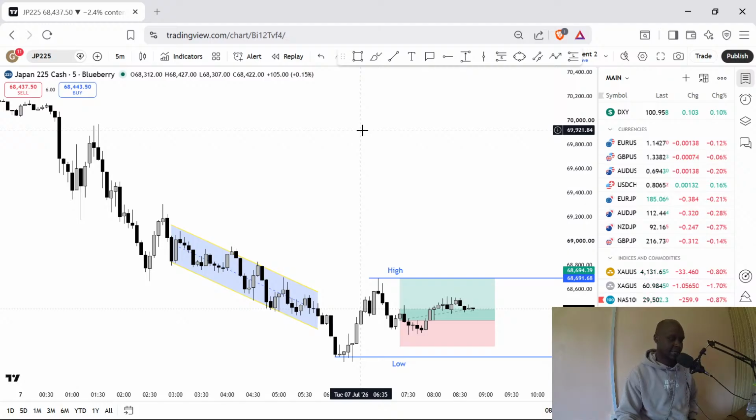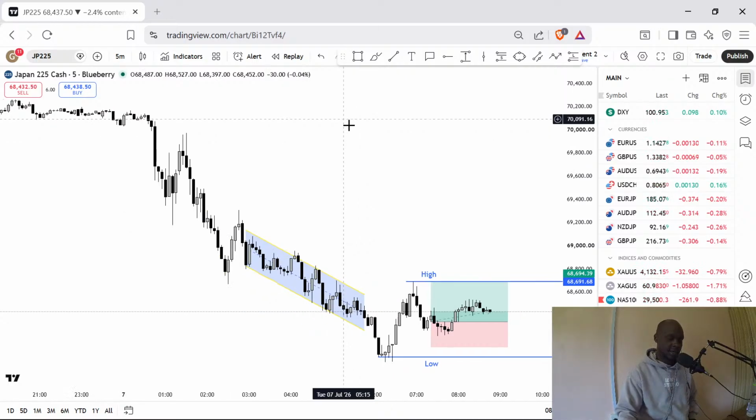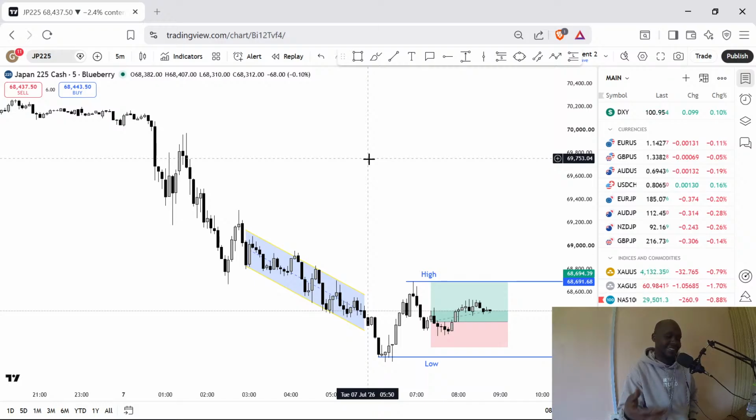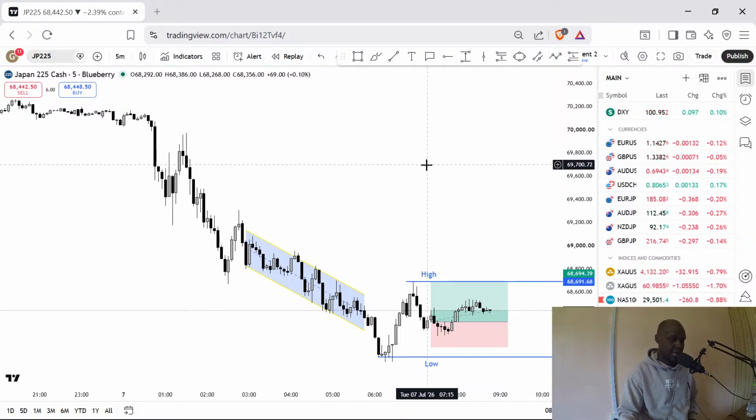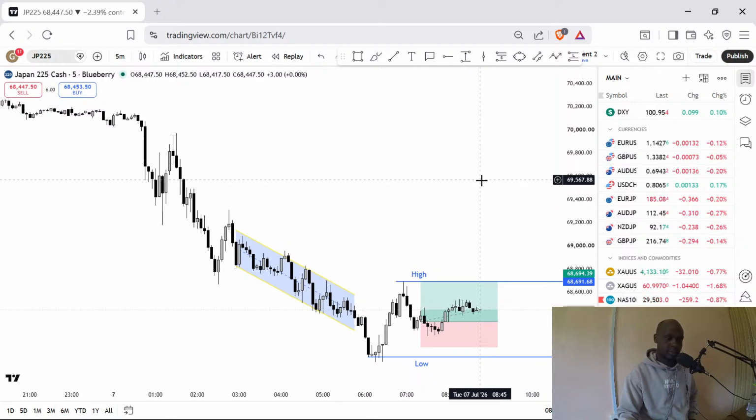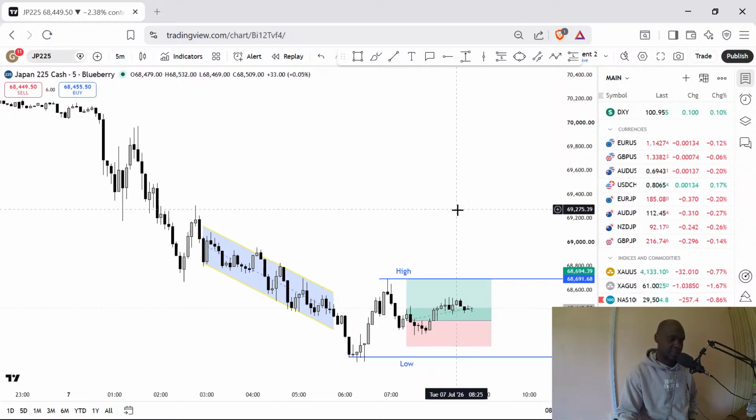As I said at the beginning of the stream, today I only had 2 pairs on watch for the London session, which was the Nikkei or the JP225 and the NAS 100. And luckily, or unluckily depending on how it plays out, I got a trade. I took an entry on the JP225 at 7:50 a.m. London time, so this was around 9:50 Kenyan time. I'm currently just holding the trade, which is slightly above my entry.